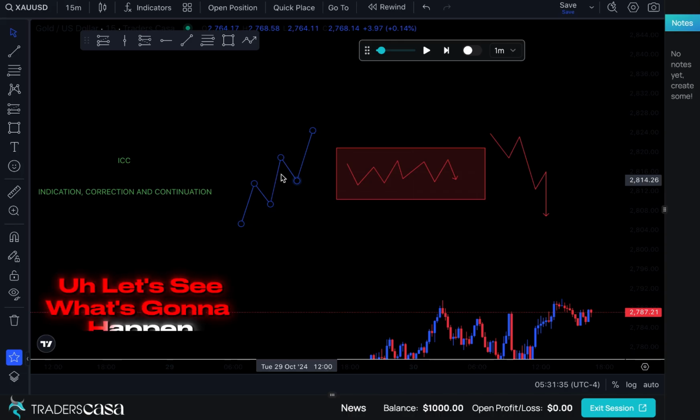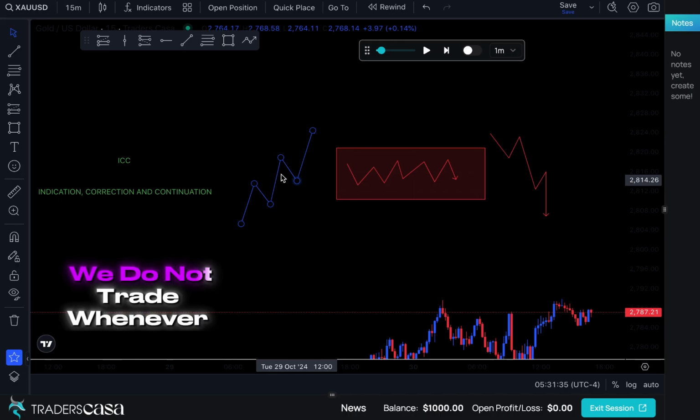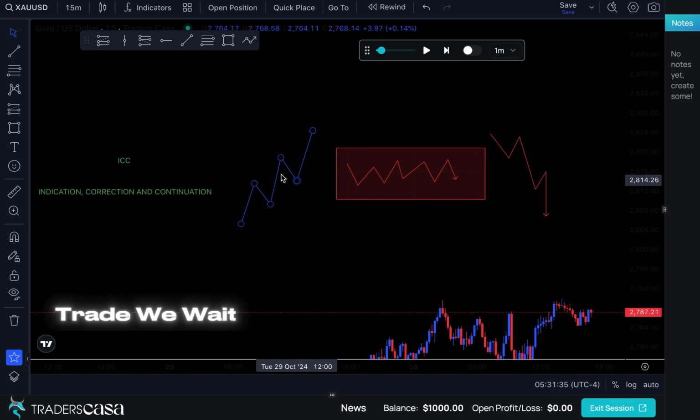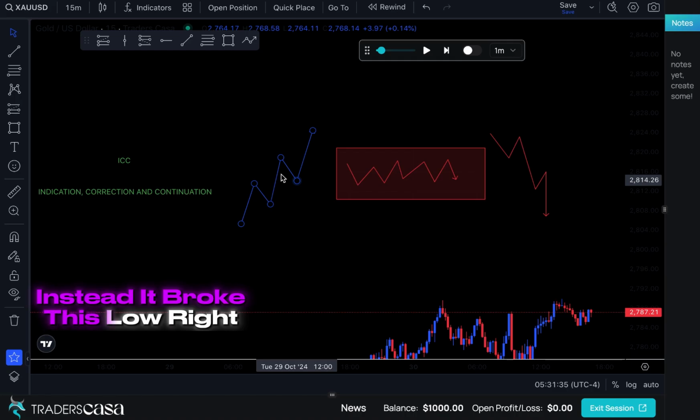Let's see what's going to happen. So on this day, we do not trade. Whenever the market is doing this, we do not trade. We wait. Okay, so what can we see now? The market didn't come back to that level. Instead, it broke this low, right?